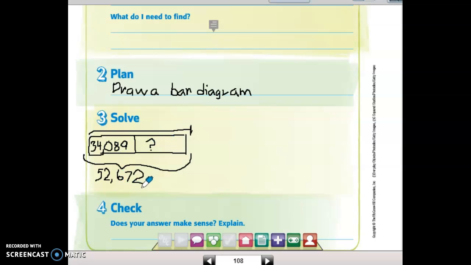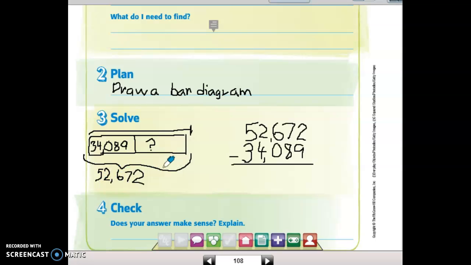to set up a subtraction equation. And that's how we figure out this last piece. So I'm going to set that up. So I took my 52,672, which is my greatest number here, and I wrote it at the top for my subtraction equation. I took the number for the other school and wrote it underneath.